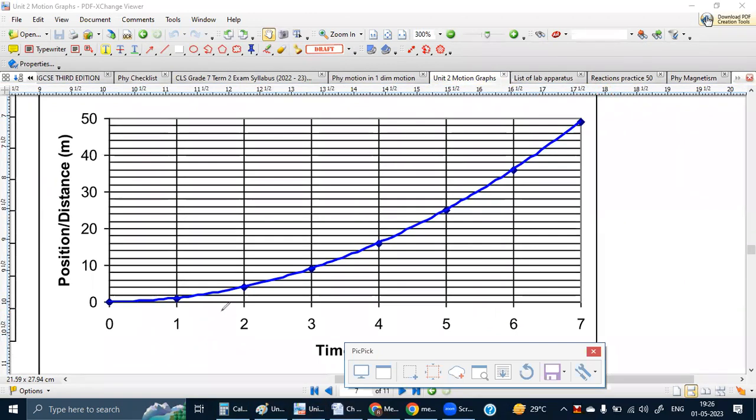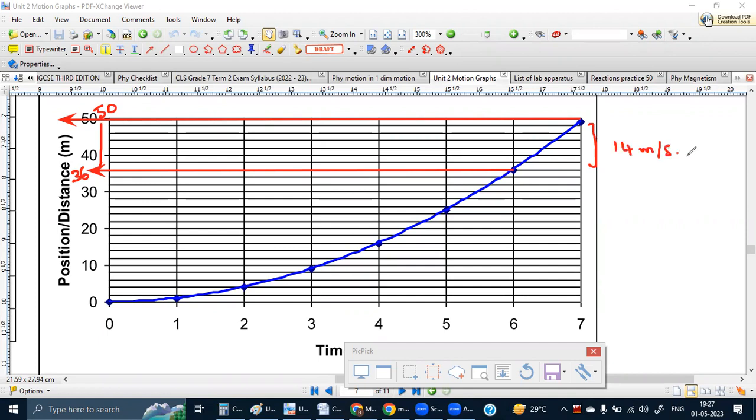For 6 seconds, the displacement is here. And for 7 seconds, the displacement is here. This is 36. And this is 50. So in the last 1 second, the velocity is 14 meters per second. Here the velocity is increasing. In the last 1 second, the velocity is 14 meters per second. So average velocity is 7 meters per second. Average velocity is less than that.